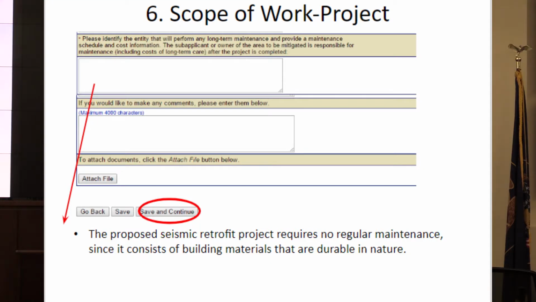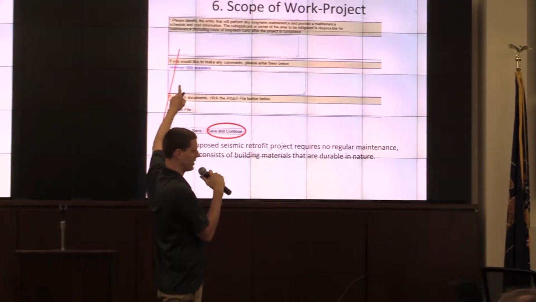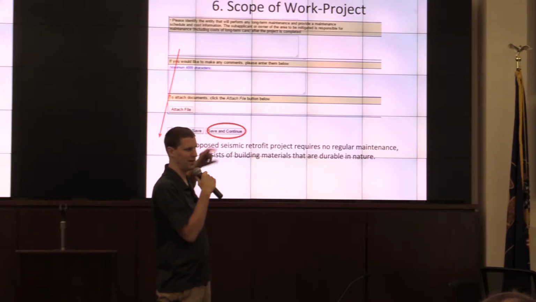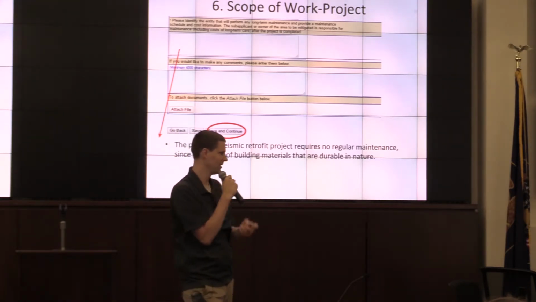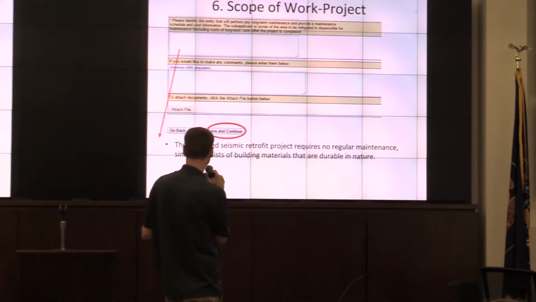Please identify the entity that will perform any long-term maintenance. So if there's any maintenance on there, who will do it? What's the estimate cost per year? Things like that, just basic things. If it starts to get too long, I would have it in an attachment and then just give the brief description and say, see attachment. A lot of people will repeat these questions. They'll have the exact same stuff, the same stories, and it gets kind of old to read because the same stuff is said.